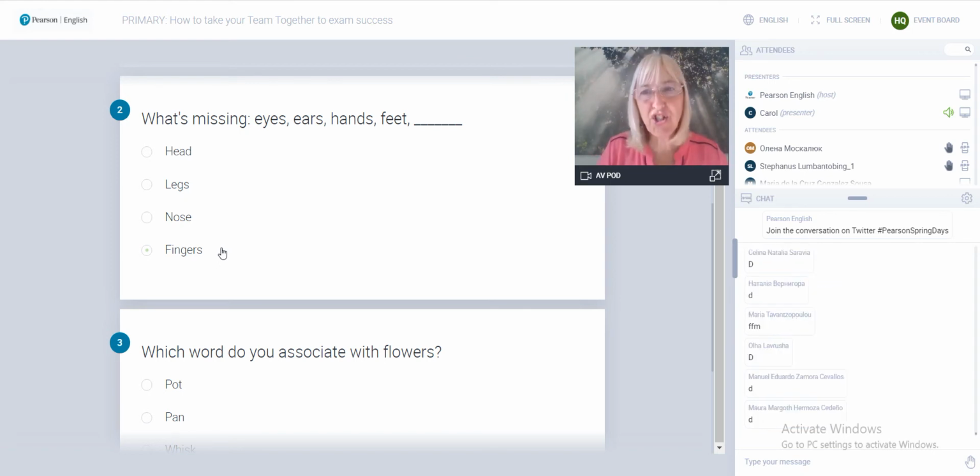Okay. Question 2. And this is also, if you can only see one thing, if you slide down, you'll see the second one. So again, thinking logically, what's missing? Eyes, ears, hands, feet, what? Answer A, head. Answer B, legs. Answer C, nose. Answer D, fingers. Again, have a guess or type it in the chat if you aren't able to touch the screen or click on an answer.